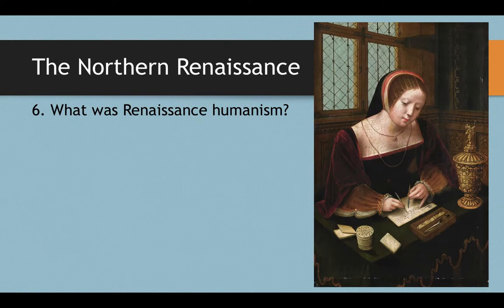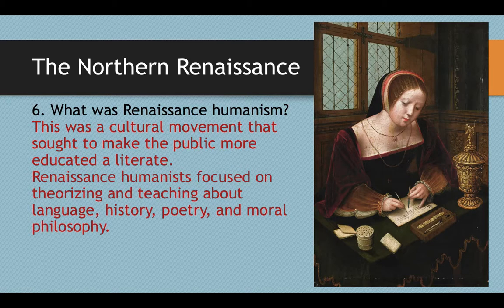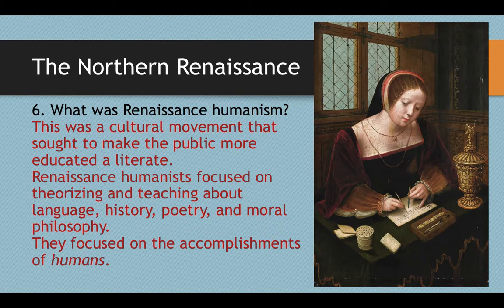So the whole concept of Renaissance humanism, we mentioned it as a philosophy, and it was really a cultural movement whose goal was to make the public more educated and literate. Make the public more educated, get people to read more, and that was the goal behind Renaissance humanism. So a Renaissance humanist would focus on theorizing and postulating and teaching about language, about history, poetry, and even things like moral philosophy and ethics. That is what the Renaissance humanists focused on, basically spreading education. All right, so that's why they're called humanists, because they focused on the accomplishments of humans.